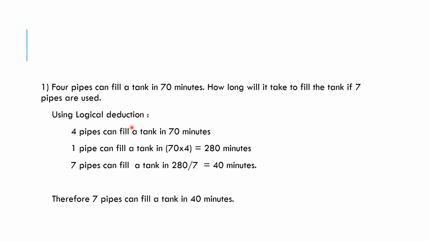Now, using logical deduction, 4 pipes can fill a tank in 70 minutes. 1 pipe can fill a tank in 70 into 4, 280 minutes. And 7 pipes can fill a tank in 280 over 7, that is 40 minutes. As the number of pipes is increased, the time taken to fill the tank will be reduced. So therefore, 7 pipes will fill a tank in 40 minutes.